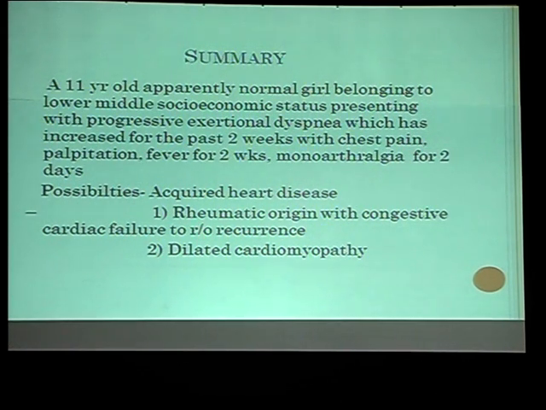Summarizing the history, this is an 11-year-old, apparently normal girl, belonging to a lower middle socioeconomic status, presenting with progressive exertional dyspnea, which has increased for the past 2 weeks with chest pain, palpitation, anasarca, fever for the past 2 weeks, and monoarthralgia for 2 days. I would like to think in terms of an acquired heart disease, probably rheumatic, with symptoms of congestive cardiac failure, and also I would like to rule out recurrence.